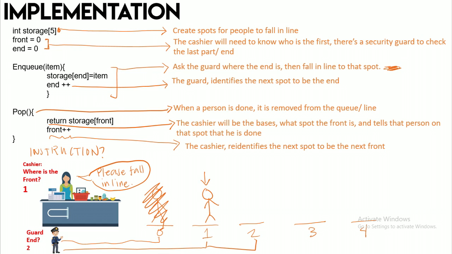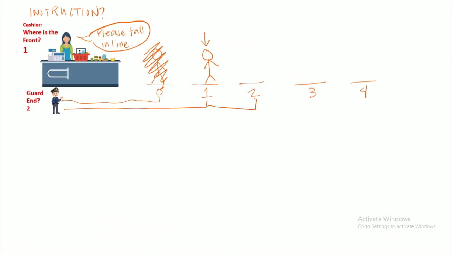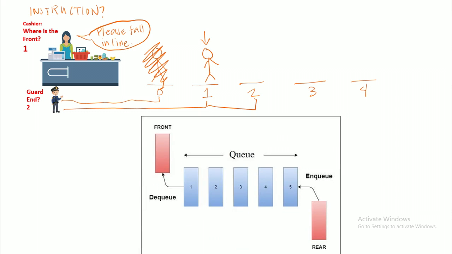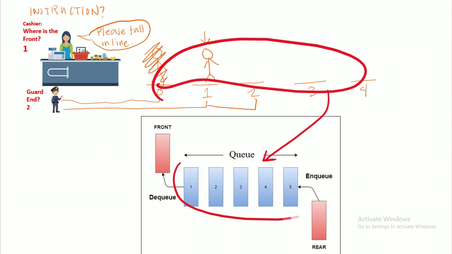So that's basically how queues work as a data structure. This visualization is very much similar to how queues are implemented in formal code. In a computer science explanation, there's a pointer and an array in the memory. The spots are the space in the memory, and the cashier and the guard are the pointers.